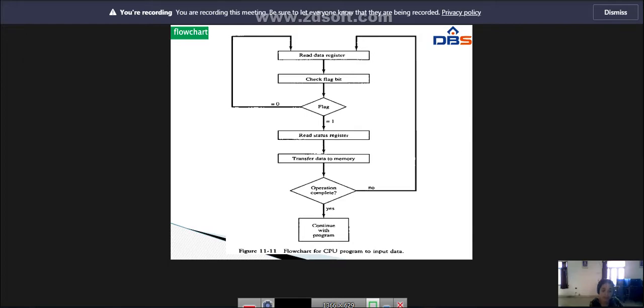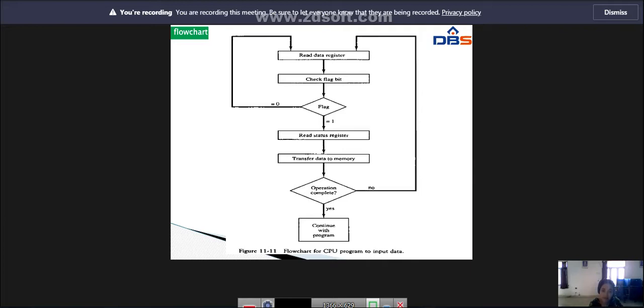Okay, so the third one is read the data register. These are the three instructions we are going to require to transfer. Now I am going to explain. We already covered that point. Whenever I adjust the flag value as 1 or 0, here we have the data register and check flag bit, so read the data register.